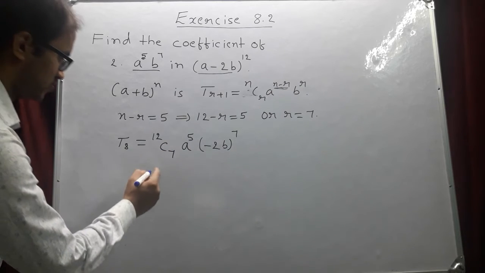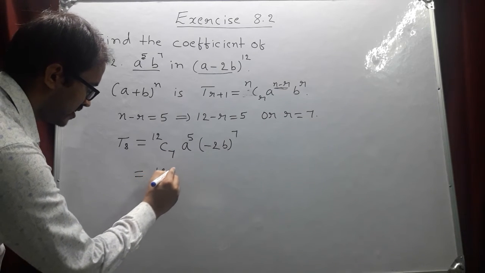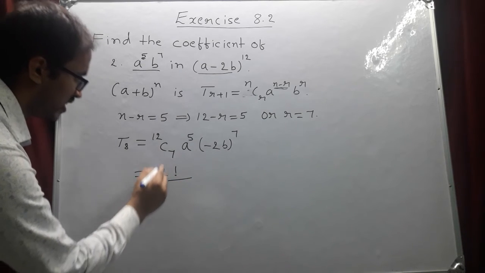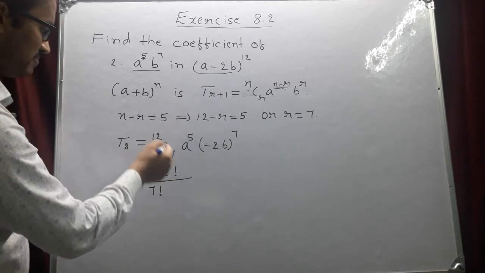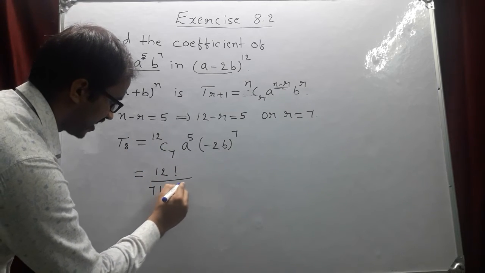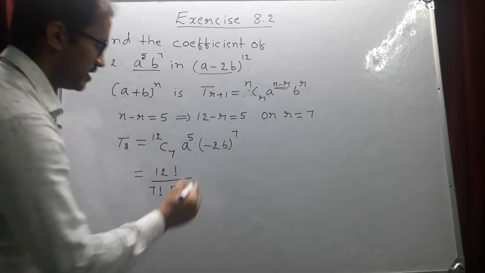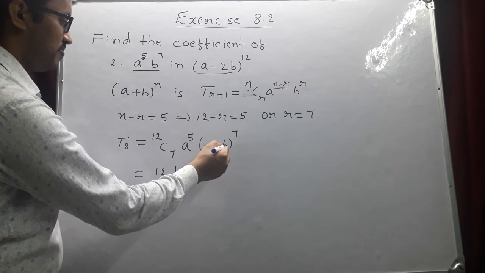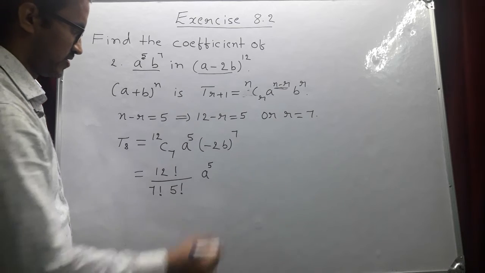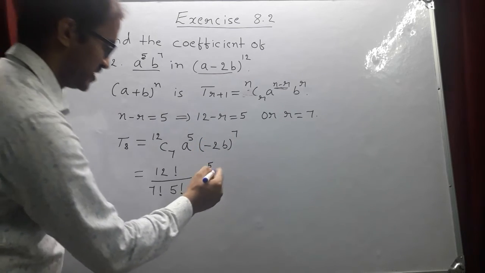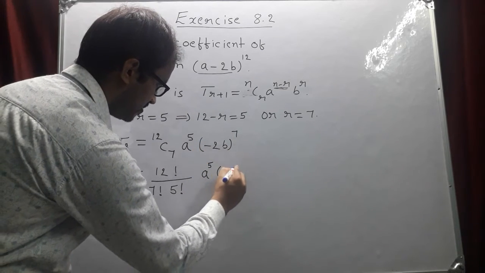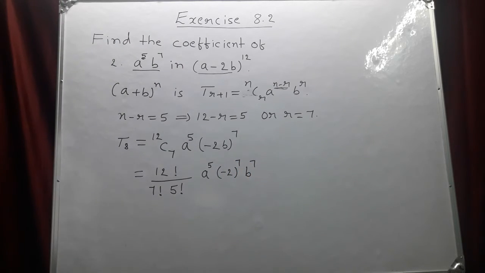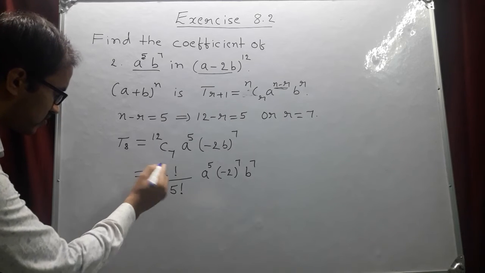12C7. So 12C7 value is 12 factorial by 7 factorial into 12 minus 7, that is 5 factorial, into a power 5, here (minus 2b) whole power 7, we can write minus 2 power 7 into b power 7. So simplify this one.